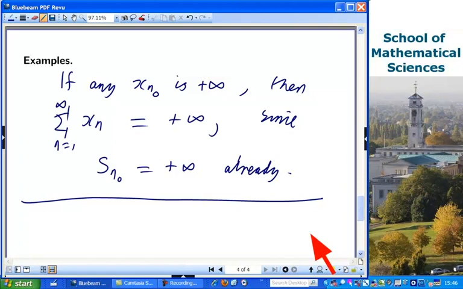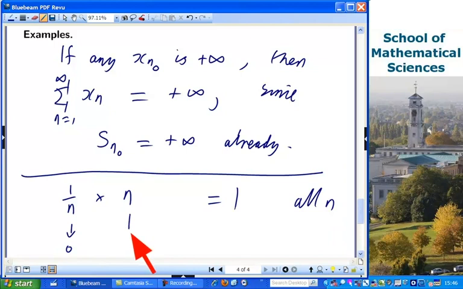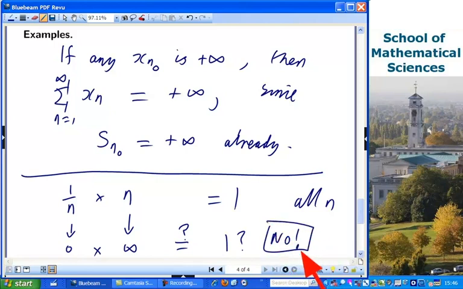Some people might think that naught times infinity should be 1. And the reason you might think that, and it's going to come up again in the next section, is look at 1 over n times n, which is equal to 1 for all n. 1 over n tends to naught, and n tends to infinity. And you might hope you've got an algebra of limits. Don't make the mistake of thinking that it's true. No, the algebra of limits goes wrong in the extended real line.